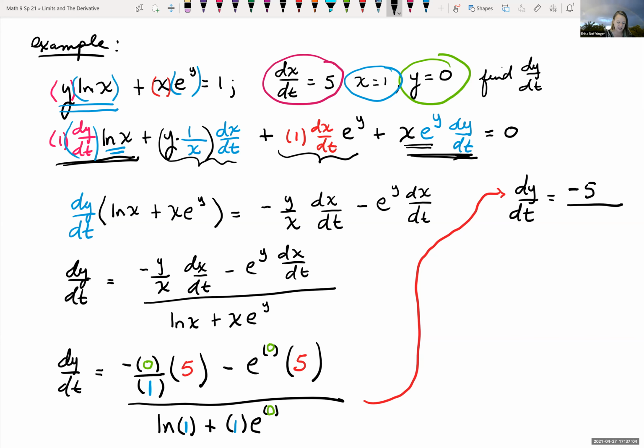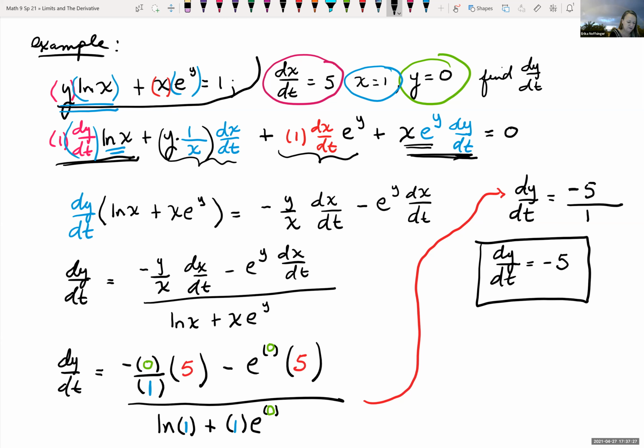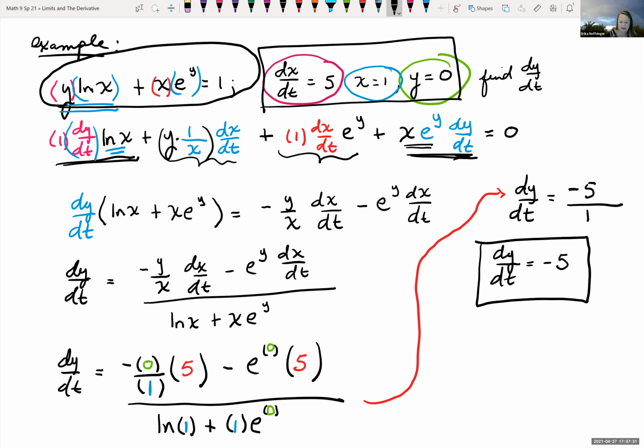All over the natural log of 1 is 0. e to what power gives us 1? Well, e to the 0 gives us 1. So that's 0 plus 1 times e to the 0, which is 1. So we have 1 in the denominator. And so we just found that dy/dt is equal to negative 5. The rate of change of y with respect to t of this equation, given these values, is negative 5.